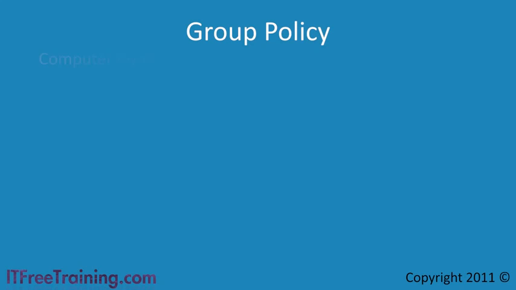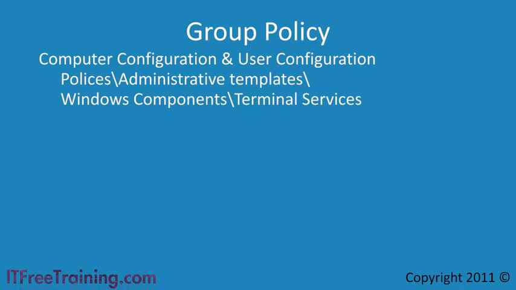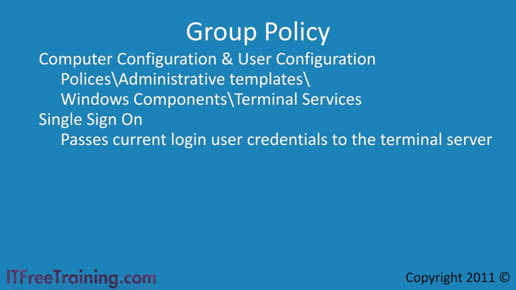The Group Policy settings are found in both Computer Configuration and User Configuration in Group Policy under Policies, Administrative Templates, Windows Components, Terminal Services. It is a good idea to have a look through the settings to see what is available. In particular, you may want to configure Single Sign-On. When this is set, the RDP client will pass the current user credentials to the terminal server rather than prompting for credentials. This makes Terminal Services a much more transparent solution and easier for the end user to use.